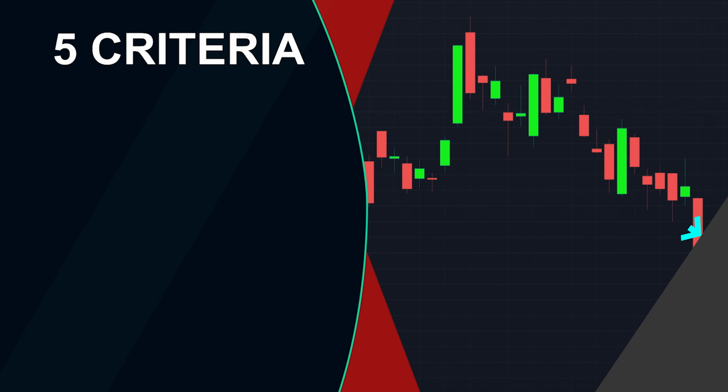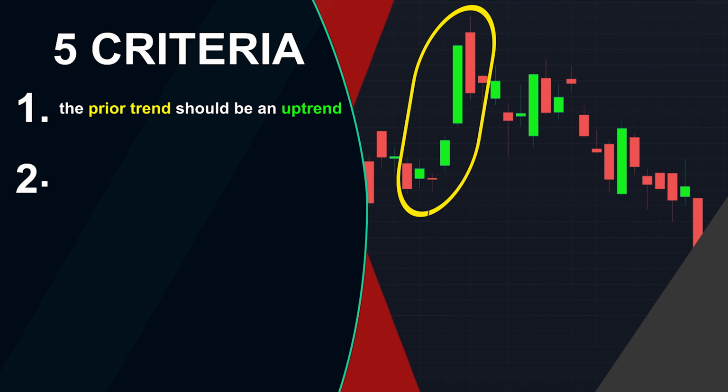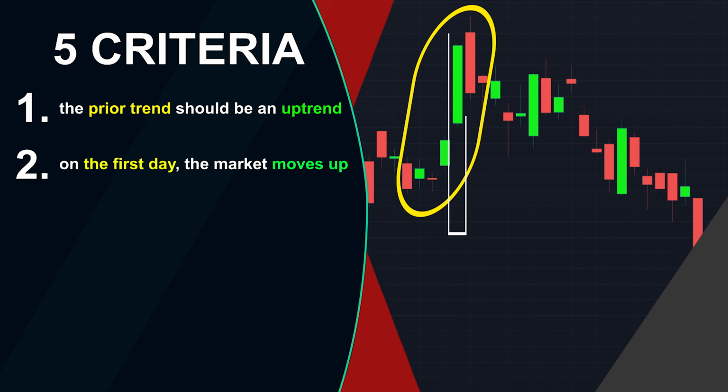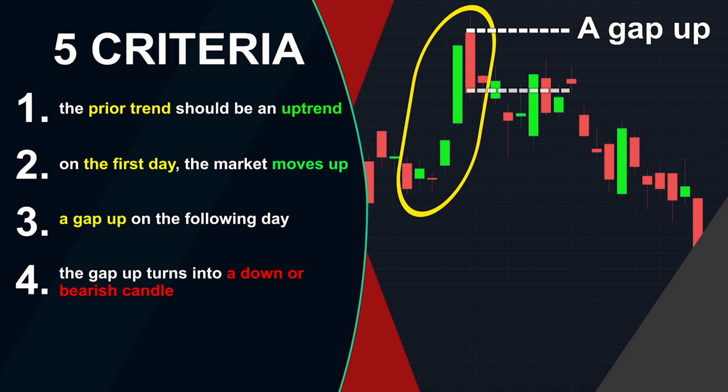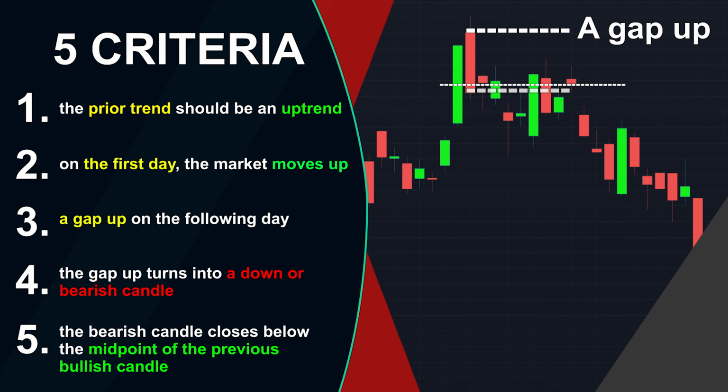The 5 criteria for the dark cloud cover pattern are: first, the prior trend should be an uptrend. Second, on the first day, the market moves up, reconfirming a bullish trend in the market. Third, a gap up on the following day. Fourth, the gap up turns into a down or bearish candle. Fifth, the bearish candle closes below the midpoint of the previous bullish candle.